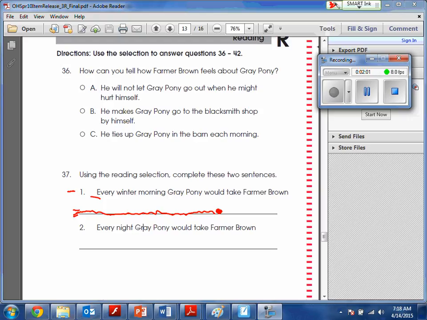So what I want you to do is complete this sentence right here using the information from the selection. When you do that, then you can go on to number 2. Number 2 says, every night Gray Pony would take Farmer Brown. Again, what we have to do is go back into the story to find out where Gray Pony would take Farmer Brown every night.